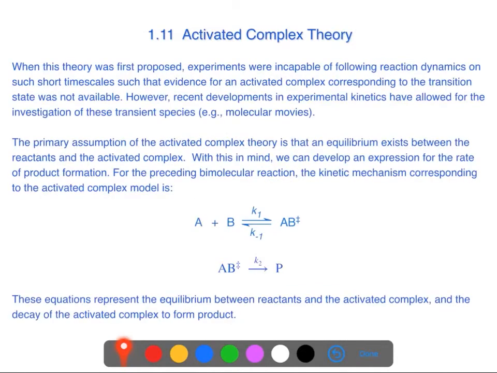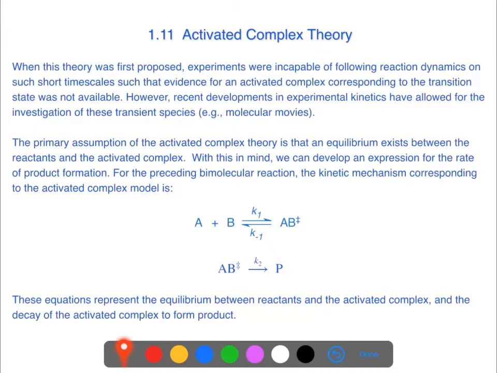Now, when this theory was first proposed, experiments were incapable of following reaction dynamics on such short time scales, such that evidence for an activated complex corresponding to the transition state was not available. However, recent developments in experimental kinetics have allowed for the investigation of these transient species. In particular, time-resolved electron diffraction and time-resolved X-ray diffraction have been used to produce what's known as molecular movies.